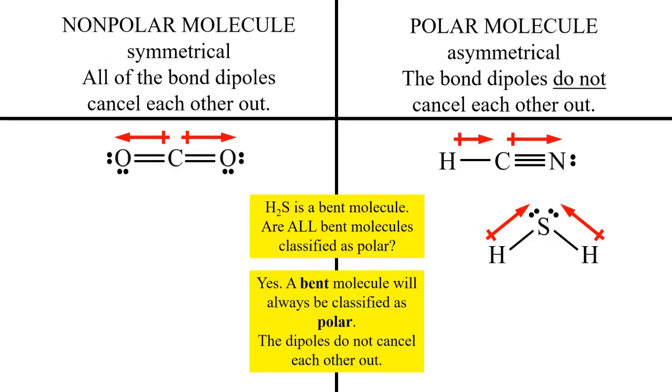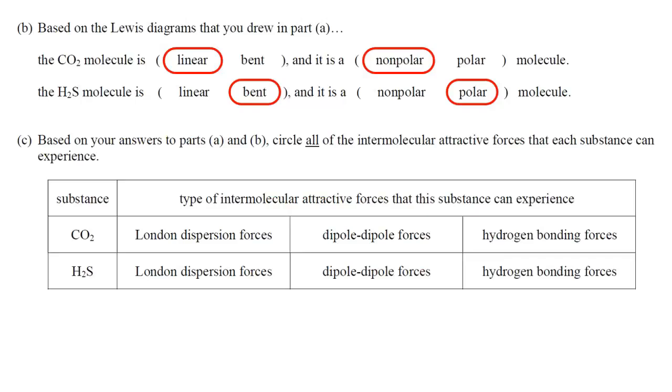Okay, now we're ready to take a look at part C of this question. So in part B, we learned that CO2 is linear and nonpolar, and we learned that H2S is bent and polar. So in part C, it says, based on your answers to parts A and B, circle all of the intermolecular attractive forces that each substance can experience. Now, the 3 types of intermolecular attractive forces that a molecule can experience are London dispersion forces, dipole-dipole forces, and hydrogen bonding forces. Again, these are attractive forces between molecules.